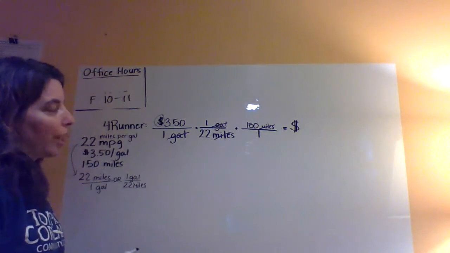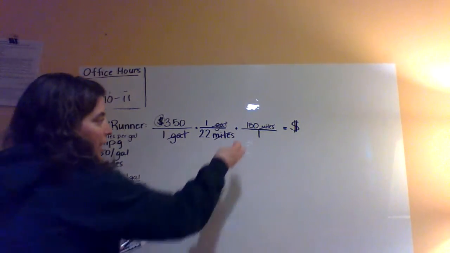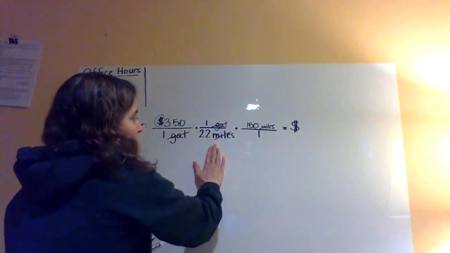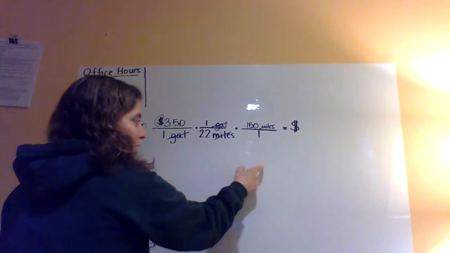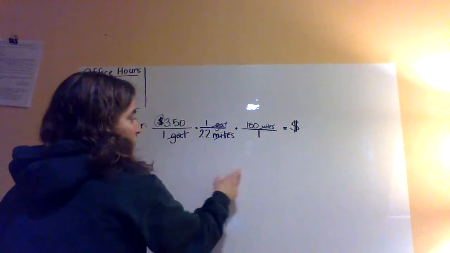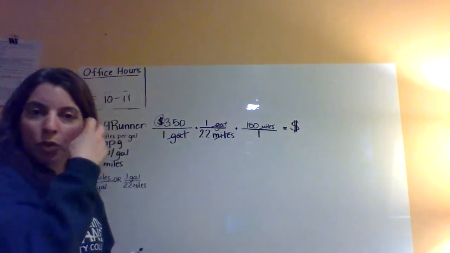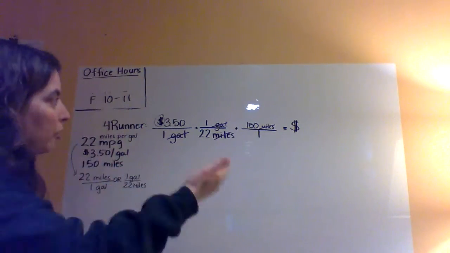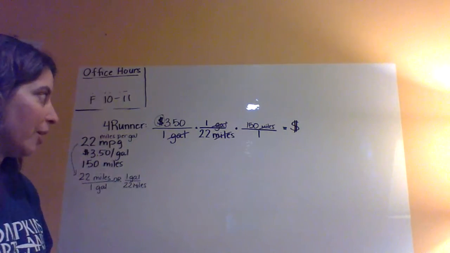If you were doing this without dimensional analysis, you probably would have taken the trip of 150 miles, divided by 22. See how many groups of 22 there are in there? Every group of 22 miles costs us $3.50. So it'd be another way to do it. Again, I would like you to work with dimensional analysis now to get used to it.